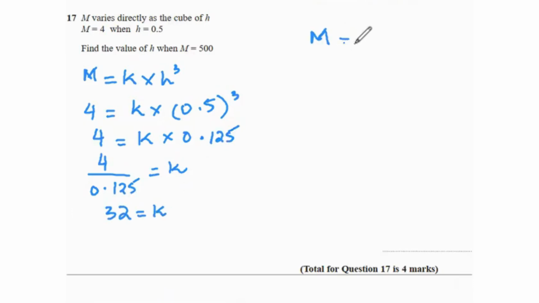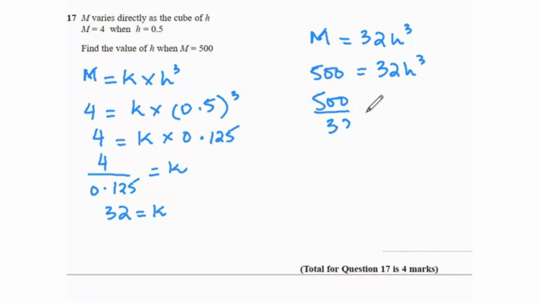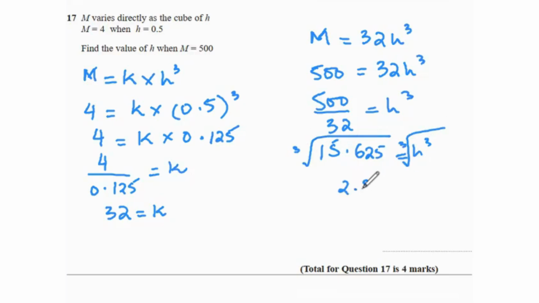So m equals 32 times h cubed. We have to find the value of h when m is 500. So replace m with 500. We divide 500 by 32, which equals h cubed. So that's 15.625. And then we will take the cube root on both sides to find the value of h, which gives h as 2.5.